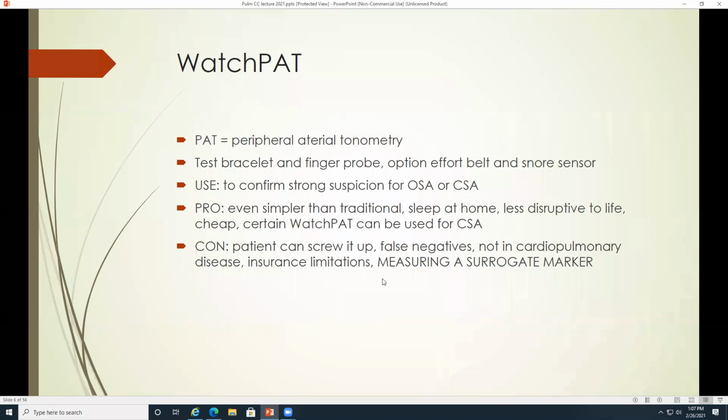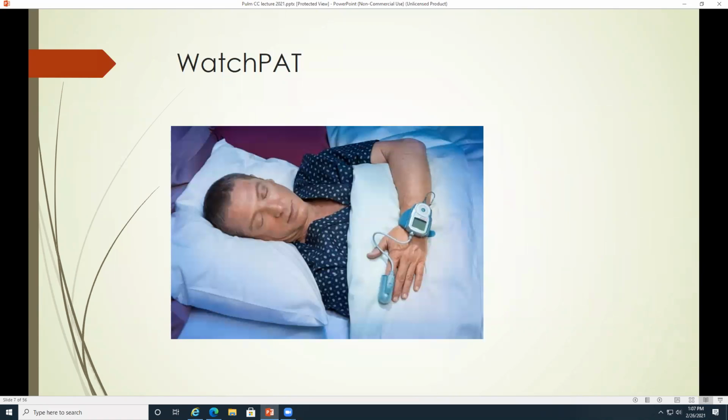And kind of the biggest thing people will complain about, at least sleep people will complain about, is that you're measuring a surrogate marker here. You're not measuring any kind of airflow or breathing whatsoever. You're measuring blood flow basically to assess a breathing problem. So a lot of us aren't the biggest fans of this, but we do use them just because they are so simple. And they even make disposable versions of these, so you can actually mail it to the patient, and then it connects through an app on their phone, and they just throw it all away when they're done. So it can get even simpler, especially for people in rural areas. This is what the test bracelet and finger probe looks like.